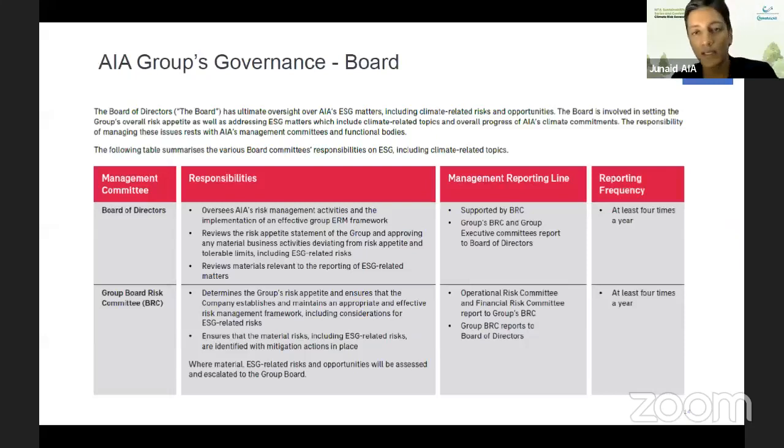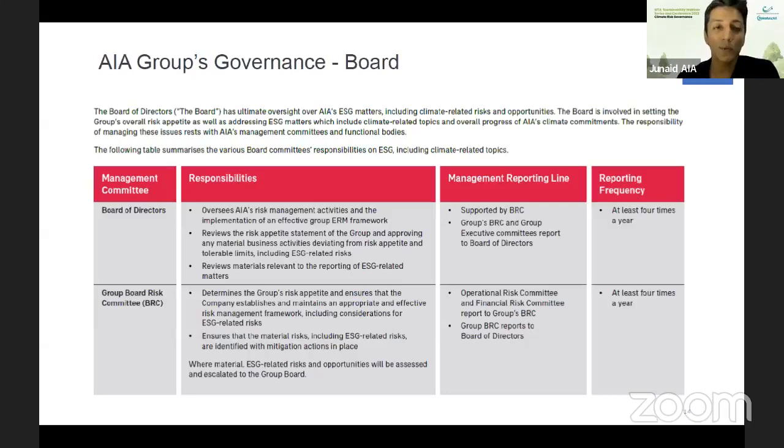Now, the board of directors, as I mentioned, has ultimate oversight on climate-related matters and ESG matters. They'll oversee our risk management activities and the implementation of our risk framework. They're also tasked with reviewing our risk appetite statement and matters relevant to climate as needed. The board is then, of course, supported by the board risk committee, which will determine the group's risk appetite, and it'll ensure that our risk management framework remains effective.